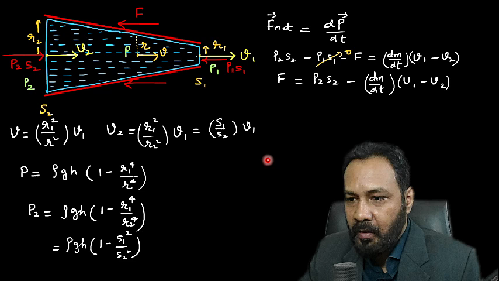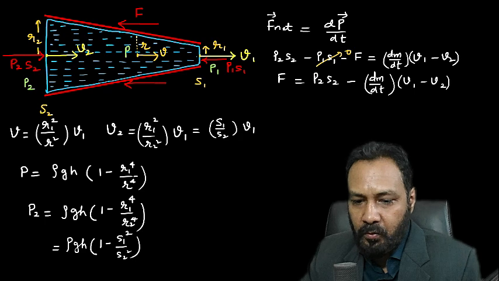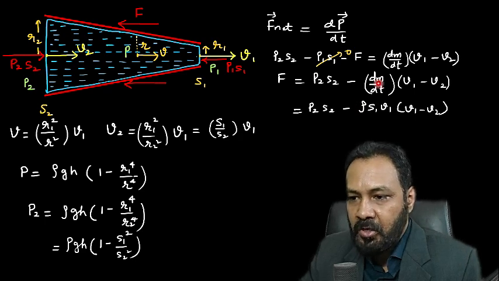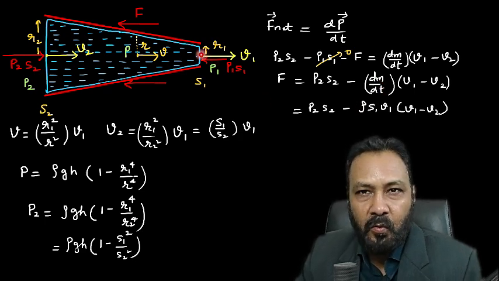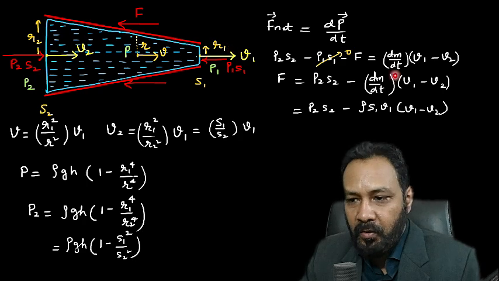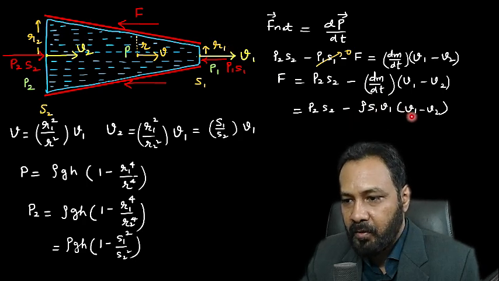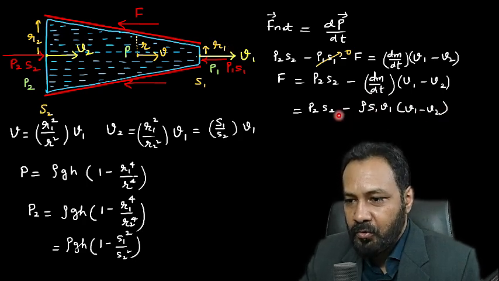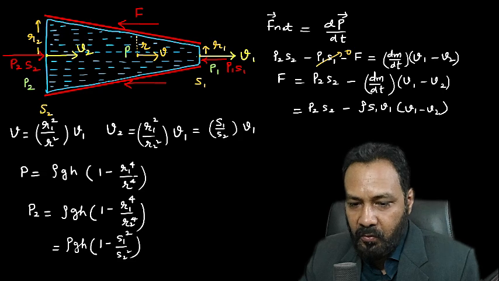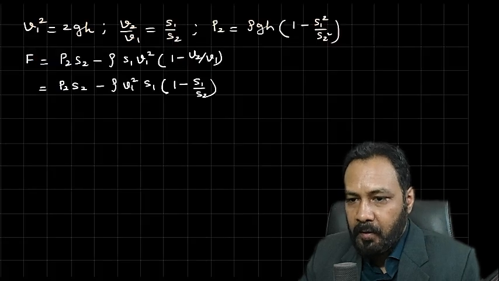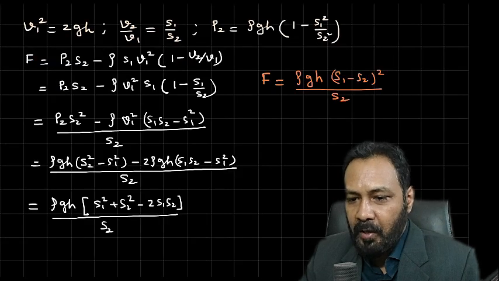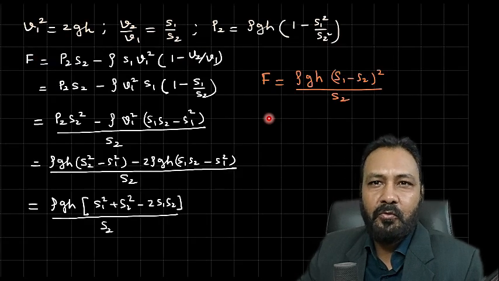So here for dm by dt, just simplify and you will get F is equal to P2S2 minus dm by dt times (V1 minus V2), and dm by dt I can write either as rho 1 S1 V1 or rho 2 S2 V2. I have written rho 1 S1 V1 here, and just do some rearrangement using all these things, and you will again get the same expression. Almost the same time would be taken, so you can choose either method.